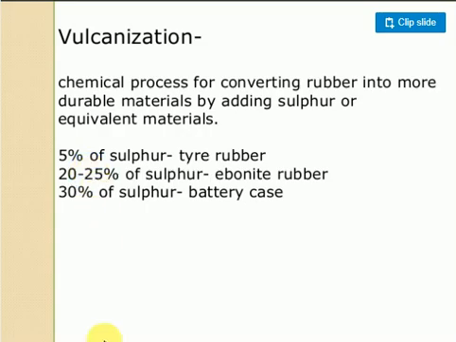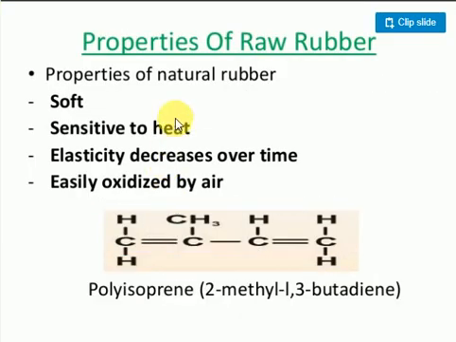When you prepare vulcanized rubber, what happens? First of all, understand why you need to go for the vulcanization process. Look at the properties of raw natural rubber: it is very soft and sensitive to heat. On heating, it becomes very sensitive. Elasticity decreases over time, it cannot be stretched, easily we can break it into small pieces, and it is easily oxidized by air.